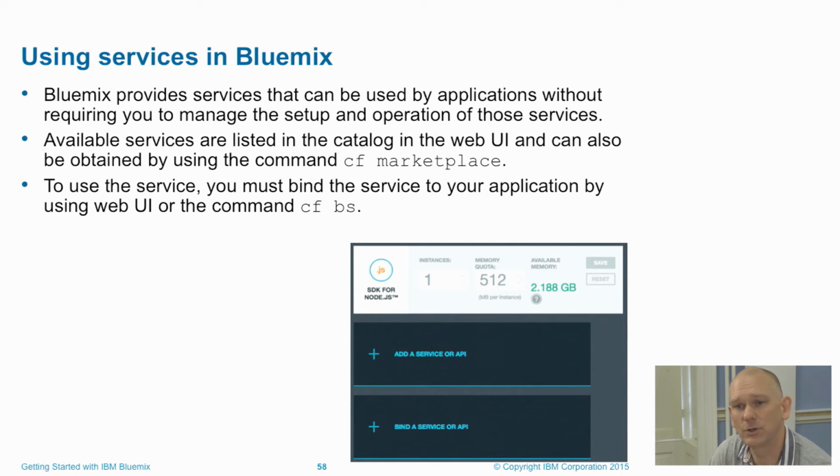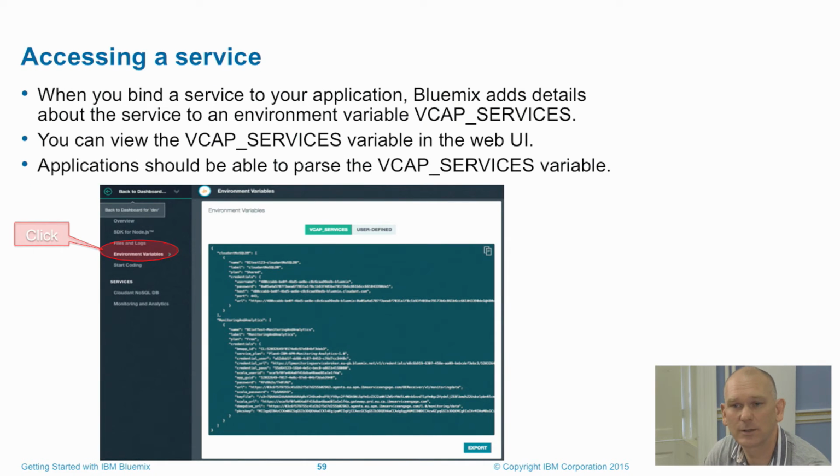For an application to use a service, it first needs to bind to a service. I can do that from the user interface, or I can do it from the command line with the bind-service, the BS command. Once I've attached a service to an application, I then need to work out how the application can talk to that service. The way that Bluemix achieves this is by setting an environment variable called VCAP_SERVICES.